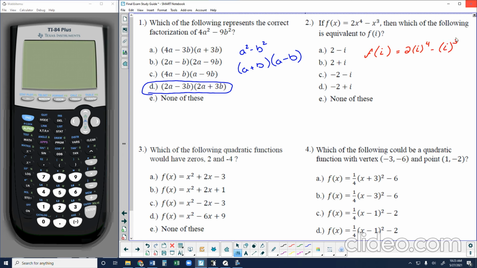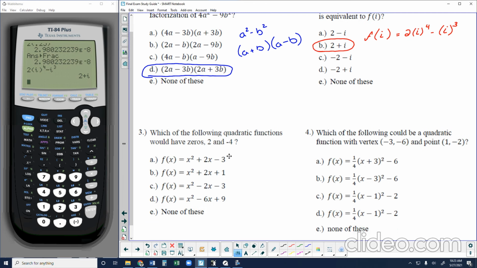Now, if you remember your powers of i, we can start to simplify these, but you could also use the calculator to simplify in this case. We can find the i button by hitting second and then the decimal. 2i to the fourth minus i to the third power is 2 plus i. So i to the fourth power simplifies to 1, i cubed simplifies to negative i, and there we would have 2 plus i. You can do this either in the calculator or by hand.